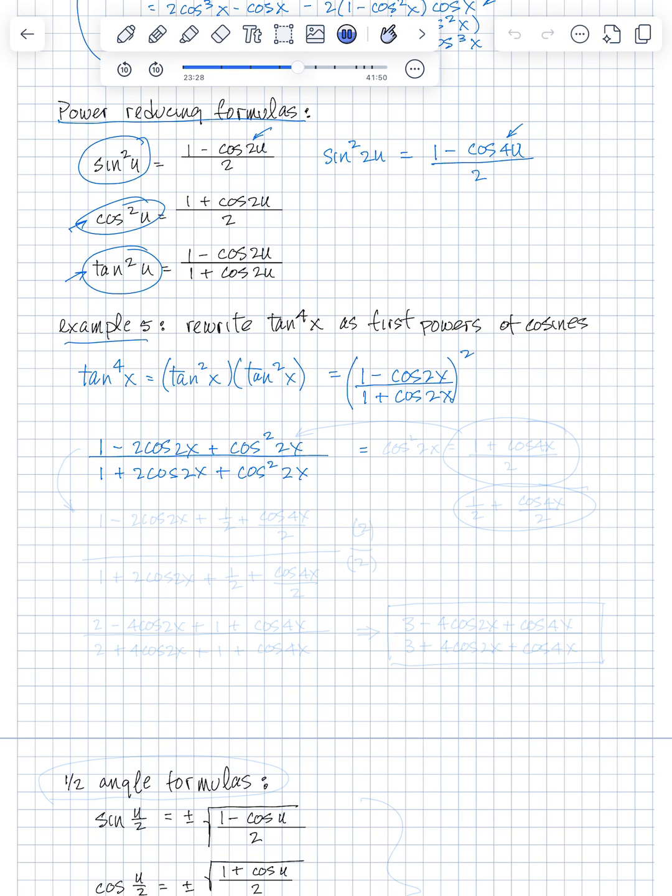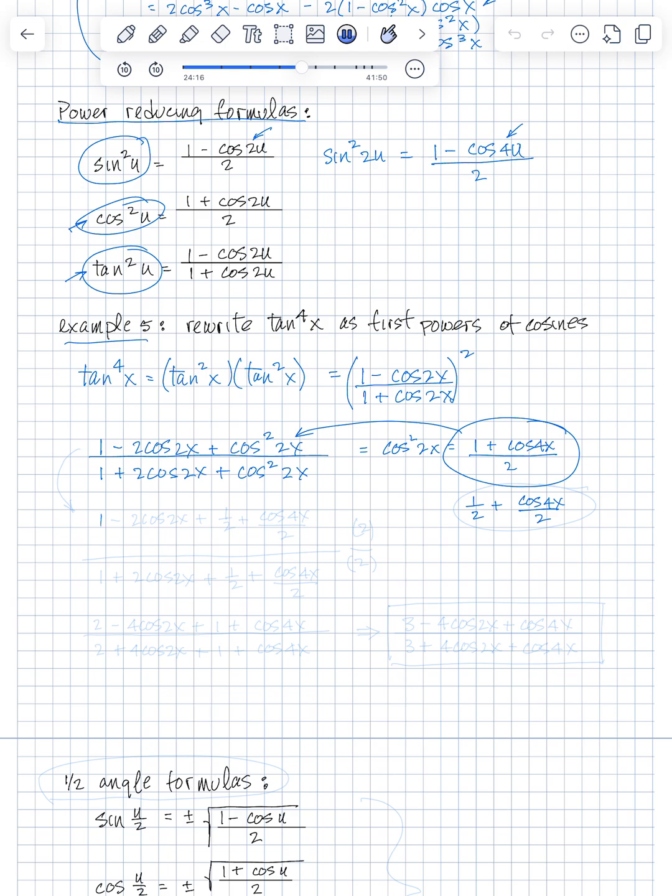So using the formula, cosine squared of 2x is going to be 1 plus cosine, instead of 2x, it's going to be 4x, all over 2. So this is what we need to substitute in for this right here. So I'm going to break up the fraction, that's going to be 1/2 plus cosine 4x over 2. And that's what's going to go in place of the cosine squared 2x.